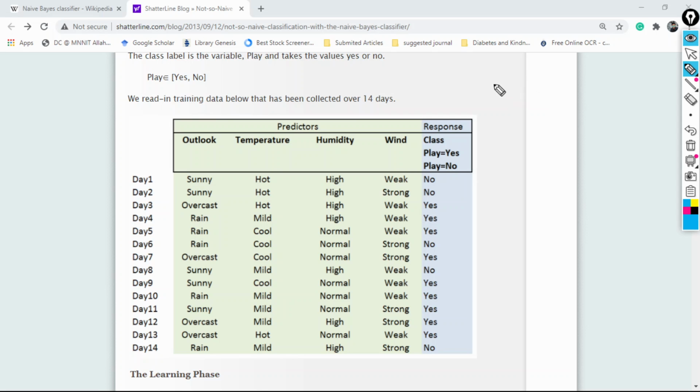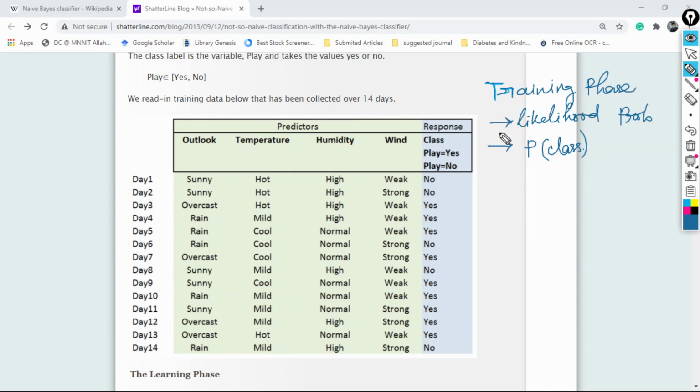In the training phase, what we are doing, I'm writing a summary. In the training phase, we are calculating the likelihood probability. And second, we are calculating the probability of our class label. Okay, this is the calculation we are using.